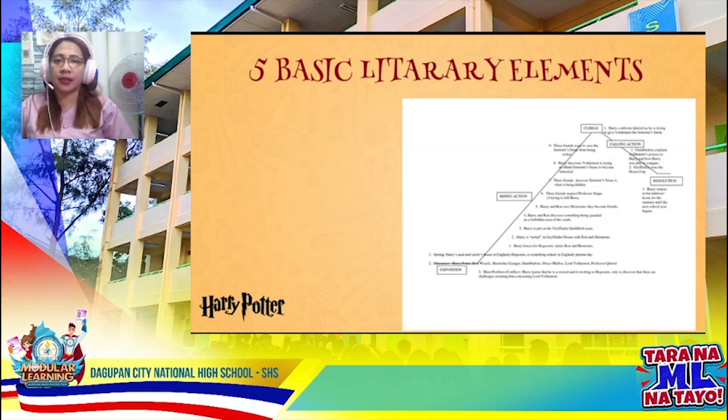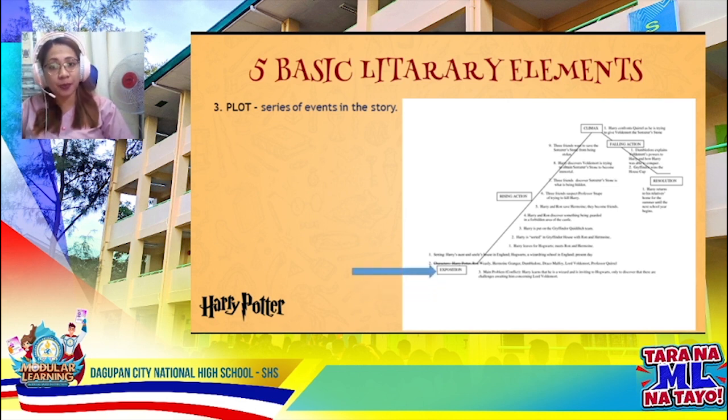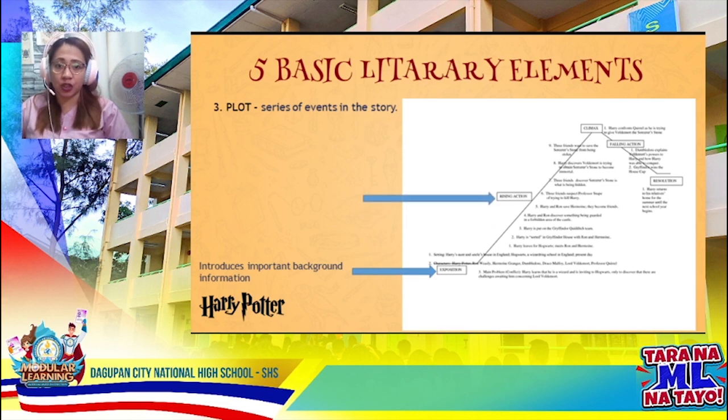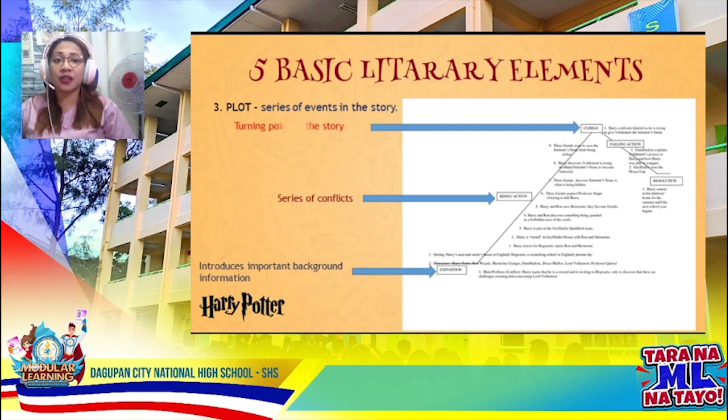Next element is, of course, the plot. The plot is a series of events in the story. The plot has 5 parts, starting from the exposition, which introduces the important background information of your story. It's the beginning of your story. Followed by rising action. These are a series of conflicts or problems that the main character encounters. Followed by the climax, which is the turning point of the story, the most important part of your story.